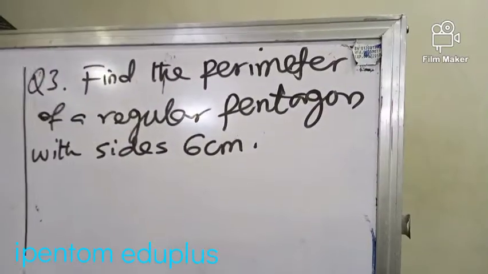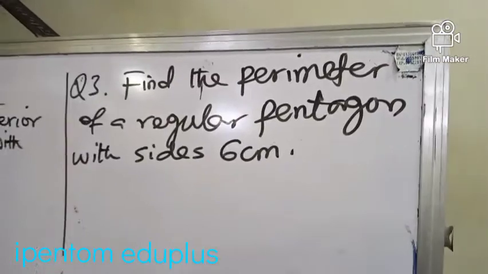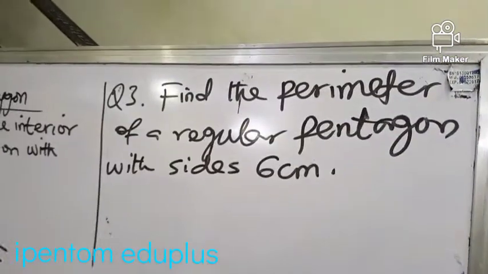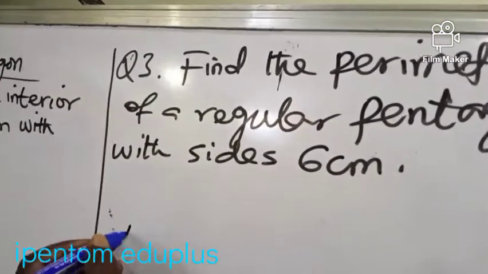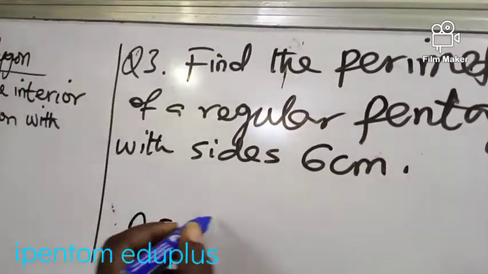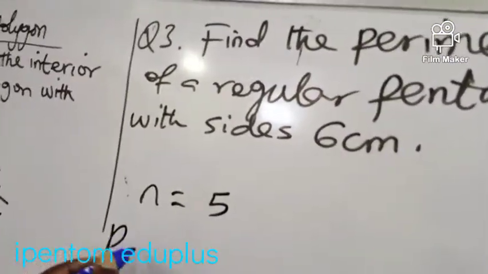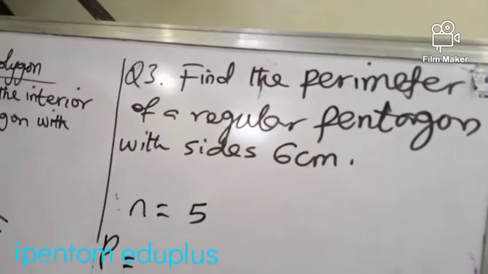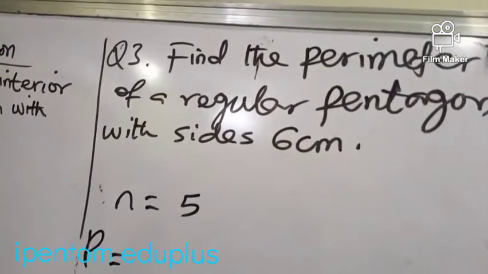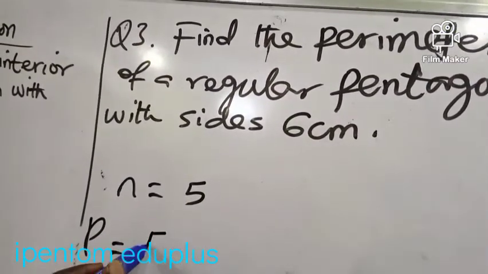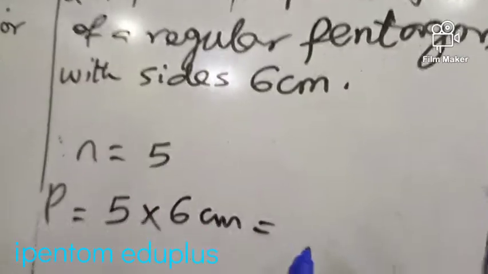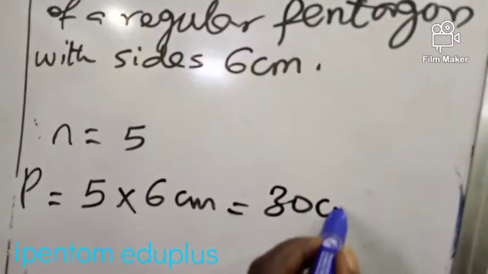Correct. Next it says find the perimeter of a regular pentagon of side 6 centimeters, and the number of sides of a pentagon is 5. So the perimeter will be equal to, since the pentagon is regular, that means all the sides are equal. So all we need to do is multiply the number of sides by the length of the side, and that will give us 30 centimeters.